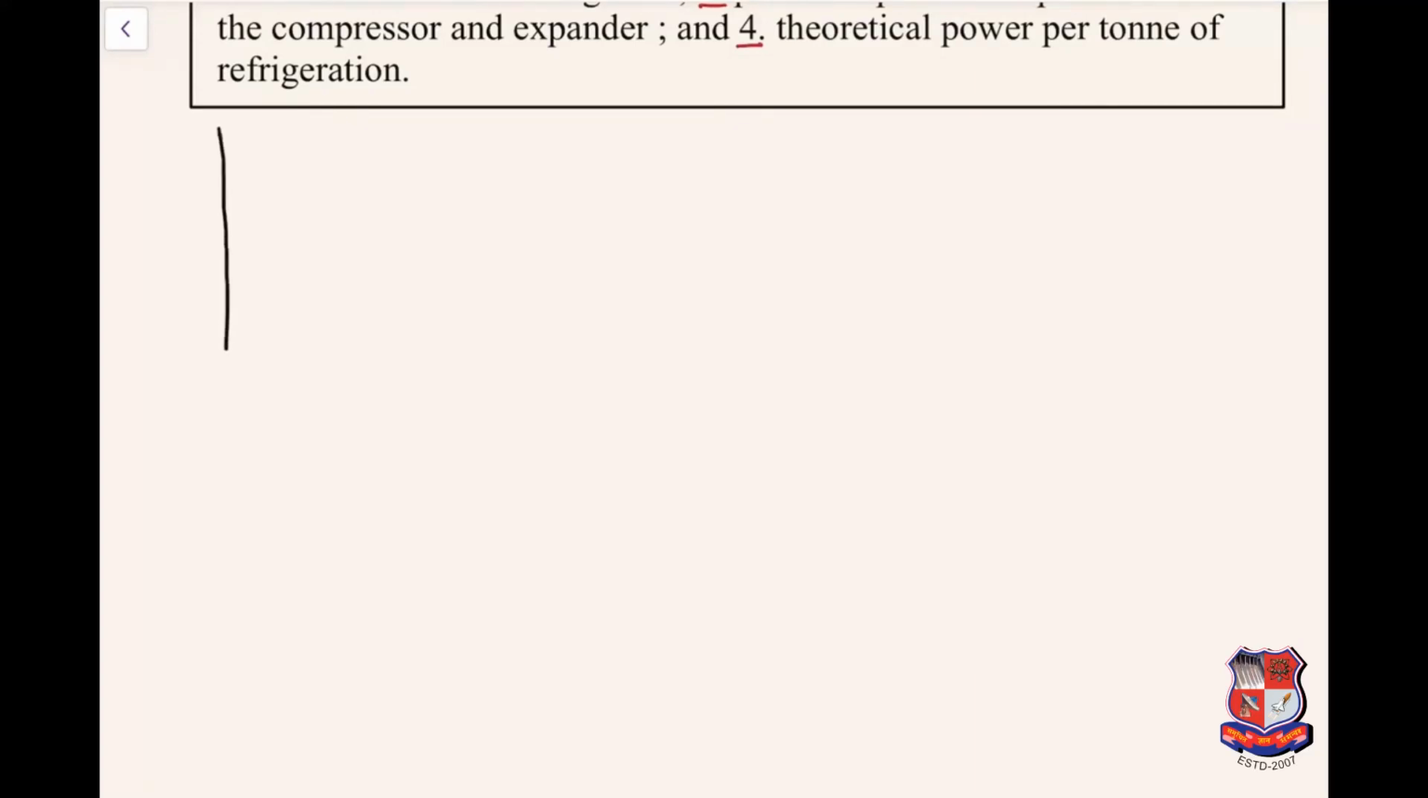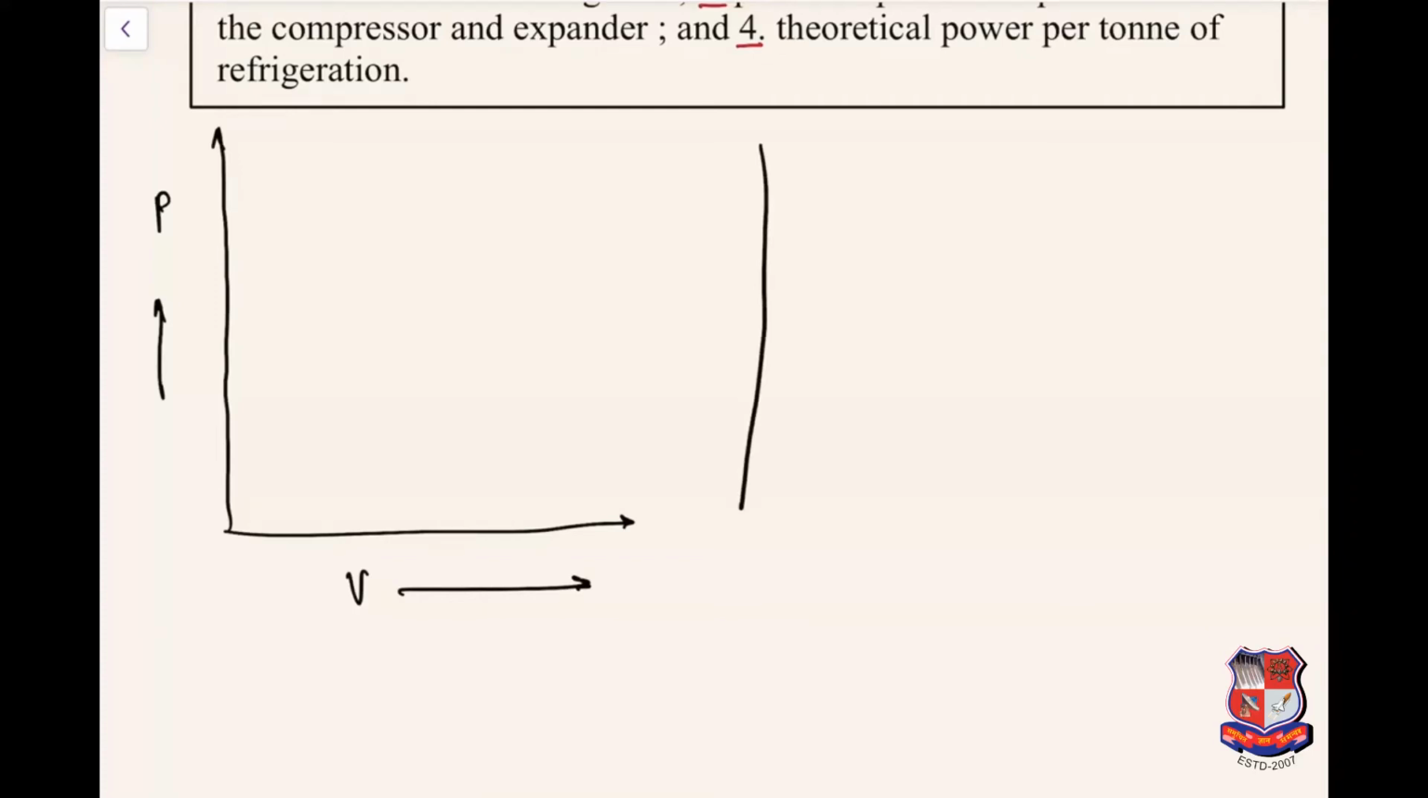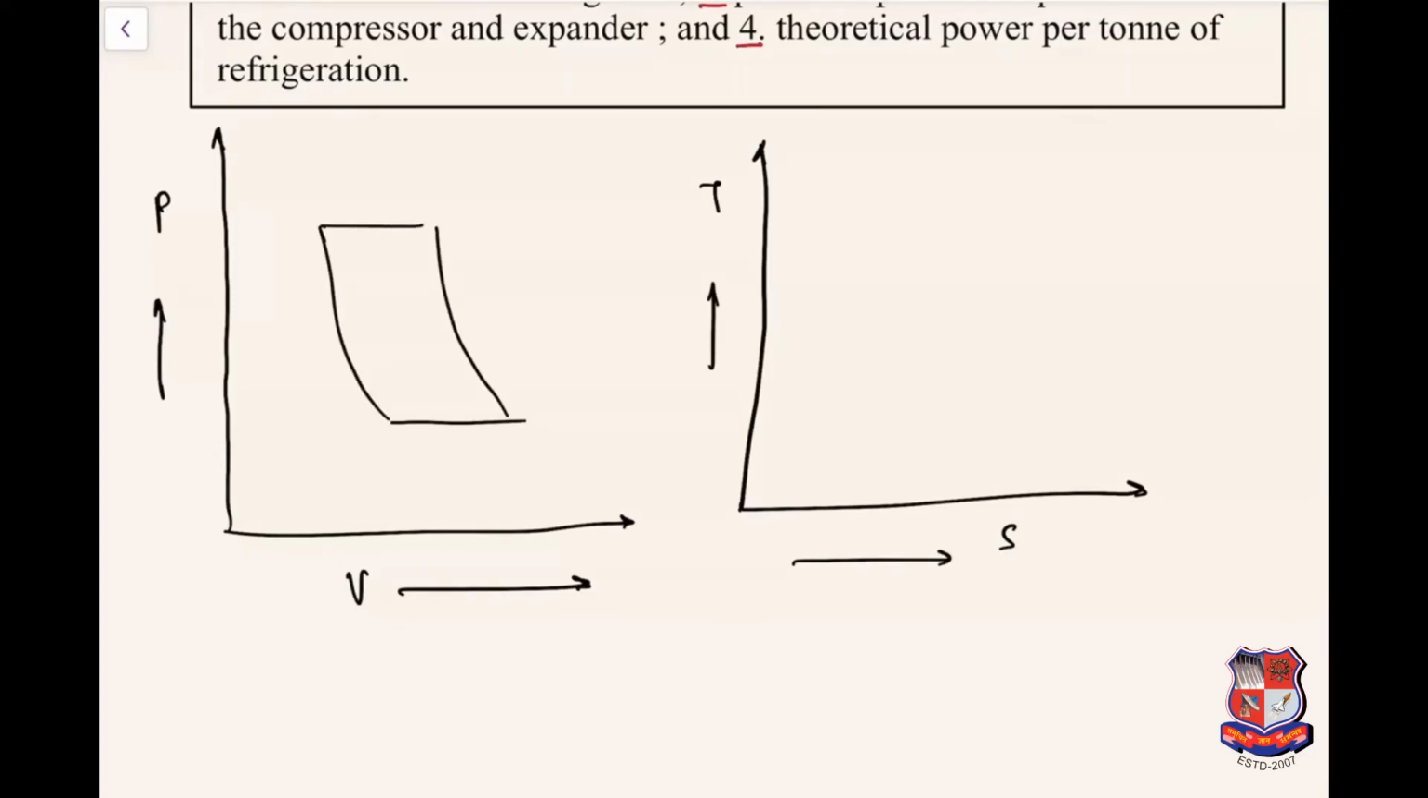As we have seen in the previous example, we have the PV diagram and the TS diagram. Here two isentropic processes are there and two isobaric processes are there, and it follows PV^gamma equal to constant.